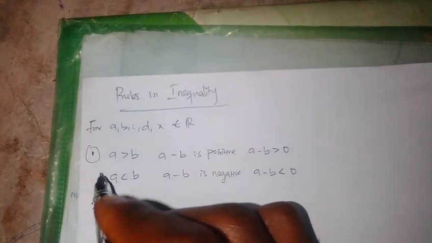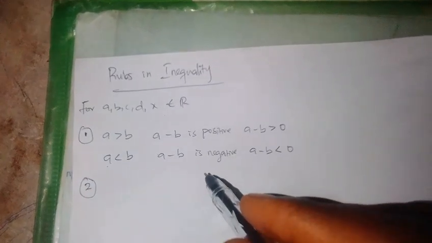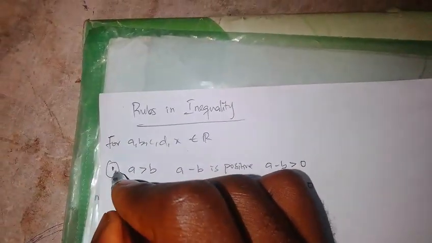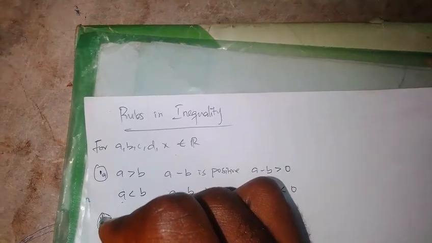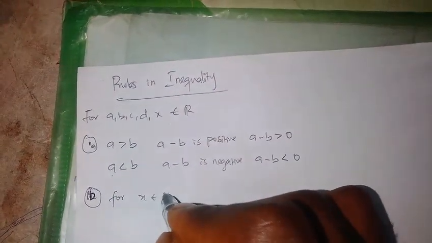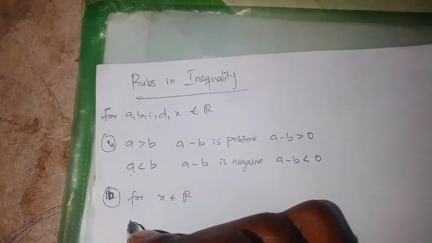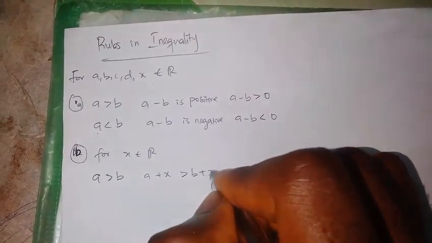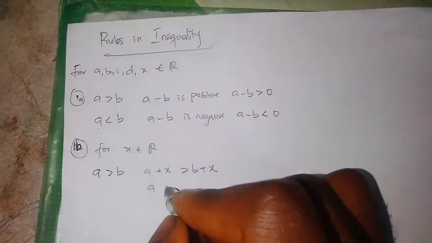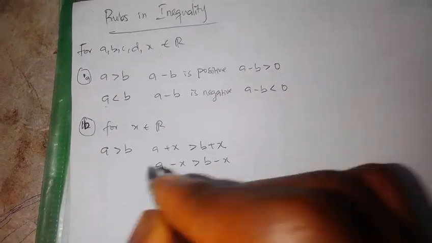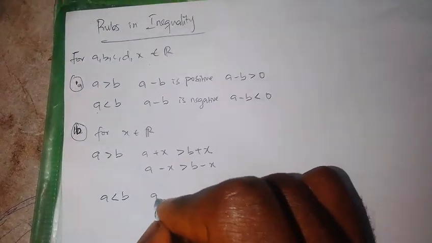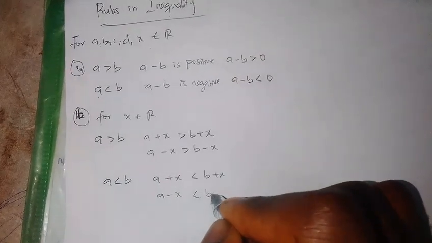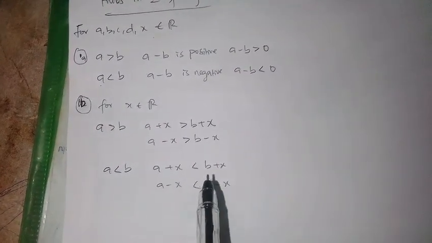So, now number two. This is like number 1A, this is 1B in that case. I have to test for X. For X an element of real numbers, it implies that when A is said to be greater than B, A plus X must be greater than B plus X. Also, A minus X must be greater than B minus X. And when A is said to be less than B, it implies that A plus X also must be less than B plus X, and A minus X must be less than B minus X.